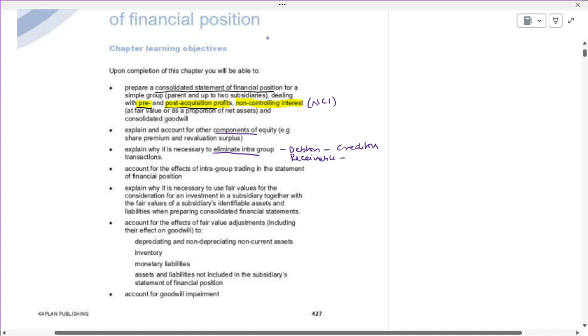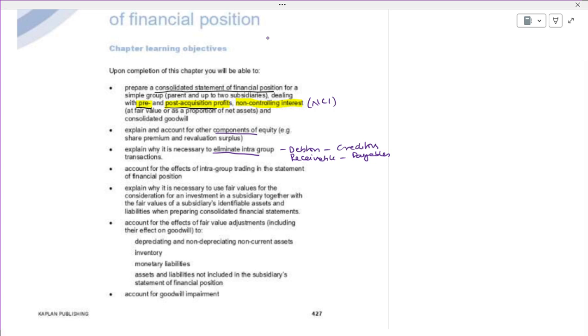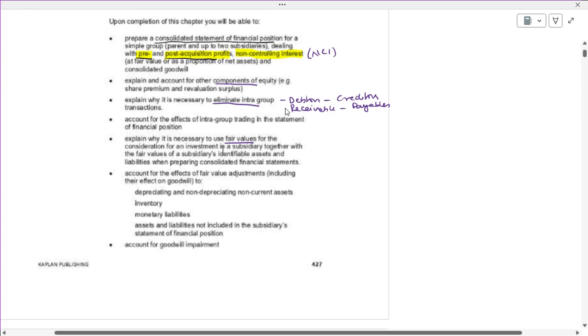Previously, before acquisition, you have receivables and payables. But once there is an acquisition, it will be one entity. There will not be any receivables and payables. We use fair values, IFRS 13. Now you can understand the background. What are the effects of fair value?